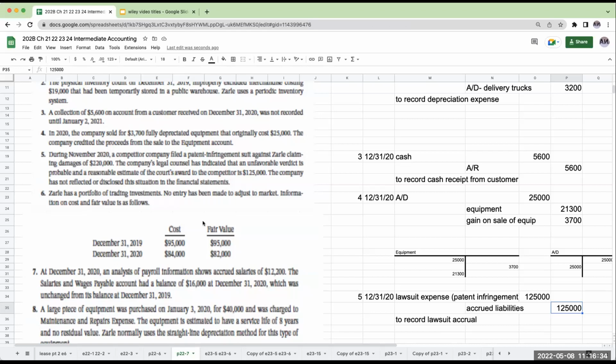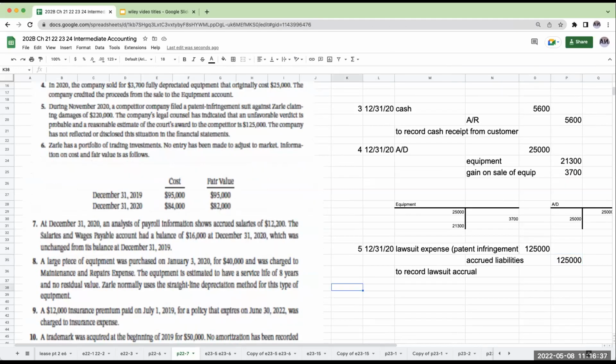Okay, so let's go ahead and look at number 6. Zarl has a portfolio of trading investments. No entry has been made to adjust to market information on the cost and fair value is as follows. So right over here, we've got a cost and fair value, which were the same in 2019. However, so there was no allowance necessary. Remember, we have to record securities at their fair value. So what is the cost? The cost is 84, but the fair value is 2.